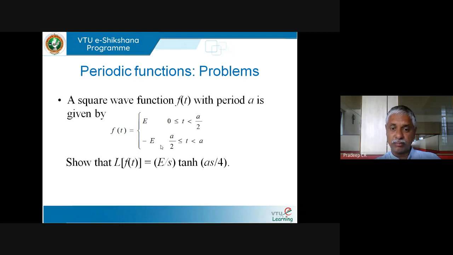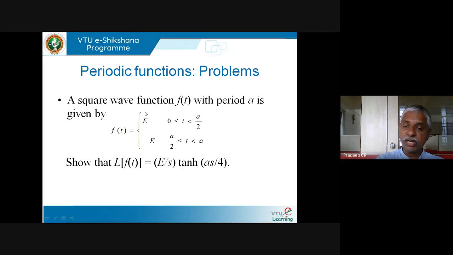What is this problem telling? You have to figure that out. What it is saying is, firstly, don't worry about the square wave function. First, think of this as a function and let us see how this function looks. What do I mean by that? You have to plot it. So observe what happens. Very simple. For t varying from 0 to a by 2, the value of the function is E. It's a constant. And for t varying from a by 2 to a, the value of the function is minus E. It's the same magnitude, but the sign is changed.